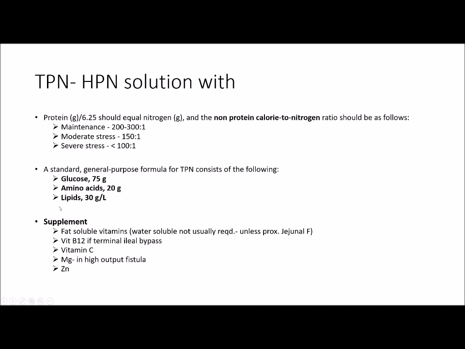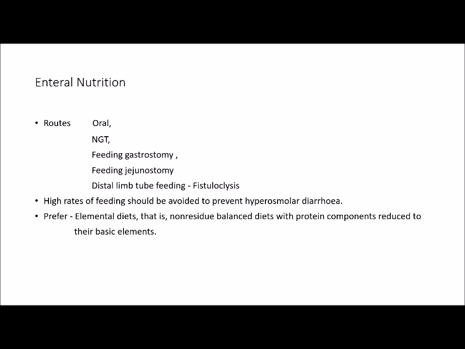But what is important is that supplementation has to be given over a period of time with what? Fat soluble vitamins. Why? Because fat is not being absorbed, especially in a more proximal fistula, right? Where the distal part of the ileum has been bypassed. Vitamin B12 is for a terminal ileum bypass. Vitamin C. So these three vitamins are important: fat soluble, B12 and C. Fat soluble, we have all the 4 vitamins, right? Then magnesium and zinc in high output fistulas are again required. So you have to supplement these, right?